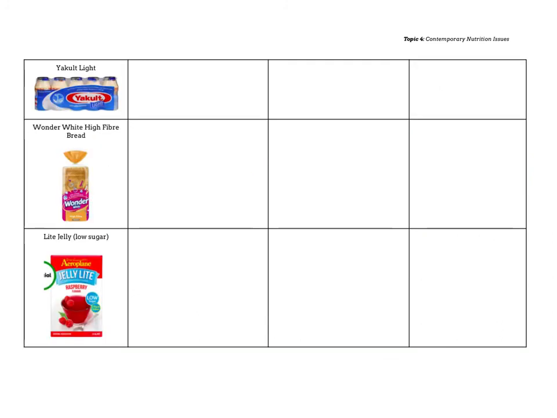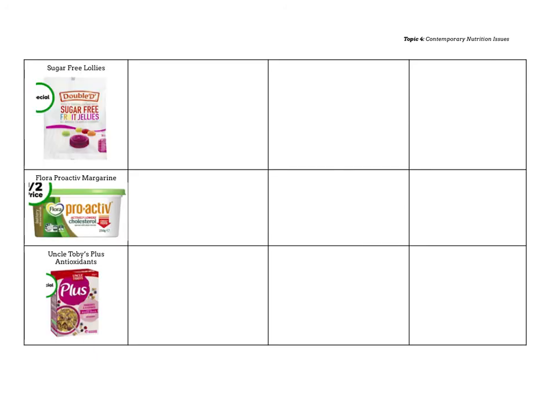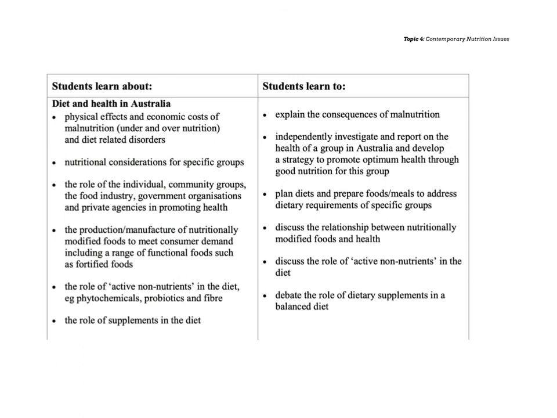Having a look at the next few examples, you're now going to spend some time going through these on the next few slides activity, and this will be part of it. Now keep in mind, we have now ticked off the role of active non-nutrients, which relates to DOP. You should be able to discuss them, and you should also be able to explain nutritionally modified foods as well as functional foods and fortified foods, as well as discuss how they promote health.